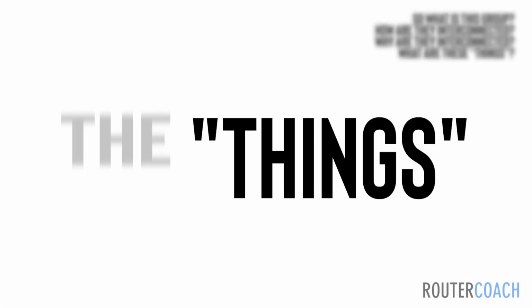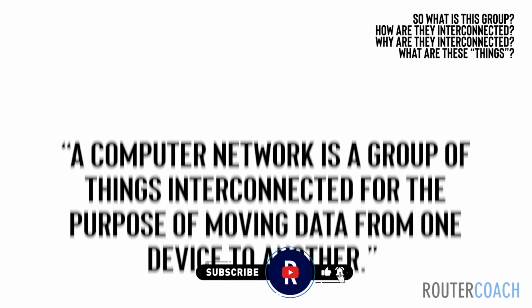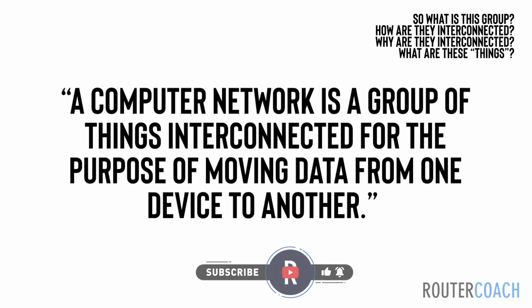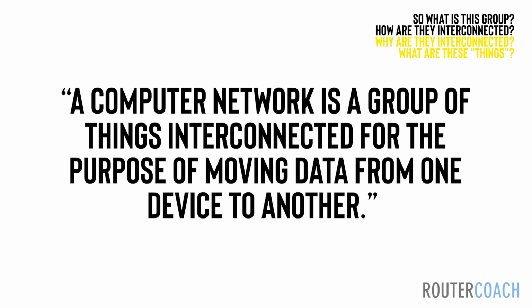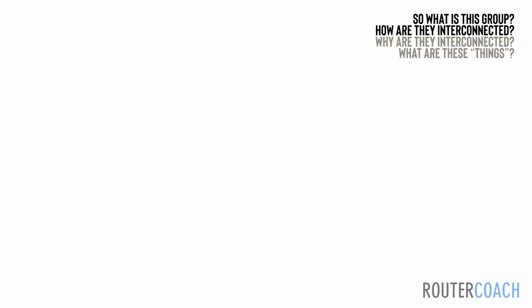I'm going to join the two statements that I mentioned earlier and try to explain the concepts as we go along. So our new statement now reads: the computer network is a group of things interconnected for the purpose of moving data from one device to another. This one brief statement answers our questions: why are they interconnected? And sheds some light on the discussion of things. These things are devices. Let us explore a bit further.